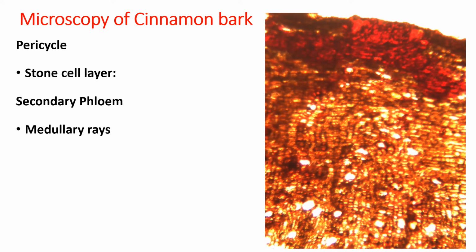This is secondary phloem. The secondary phloem region shows medullary rays. Medullary rays are long strips. We will have a look at them in detail in the next few slides. Then oil cells. Oil cells are the cells or glands that produce volatile oil, and because of these oils the bark has a fragrant or aromatic odor. So these are the diagnostic features to identify the plant in microscopy.